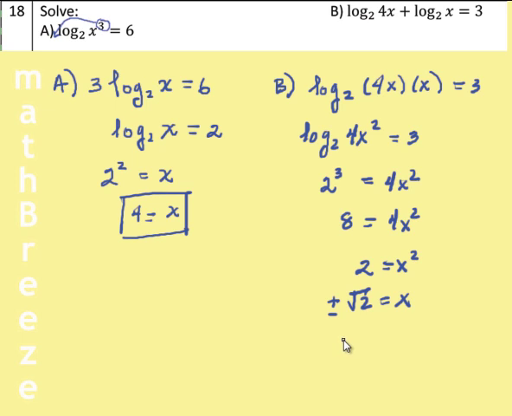Now, remember that the domain of log is x greater than 0, positive numbers. So we're going to have to reject the negative square root 2. So we have only x equal positive square root 2. And this one, the negative gets rejected.